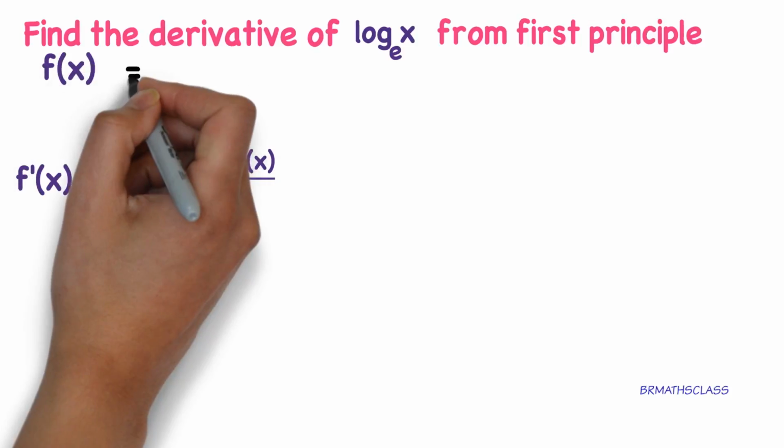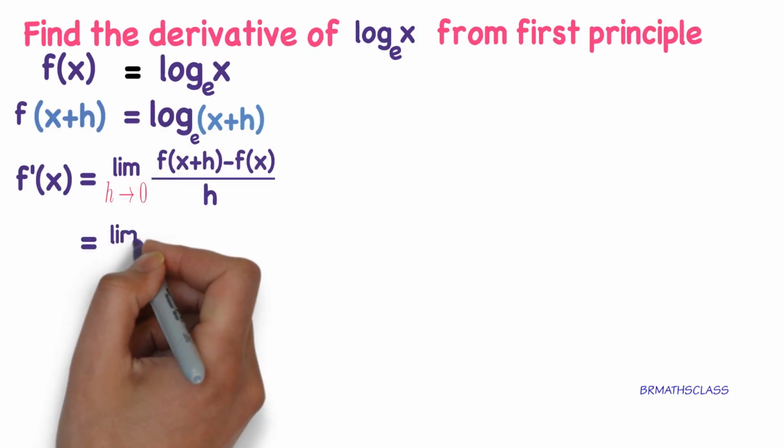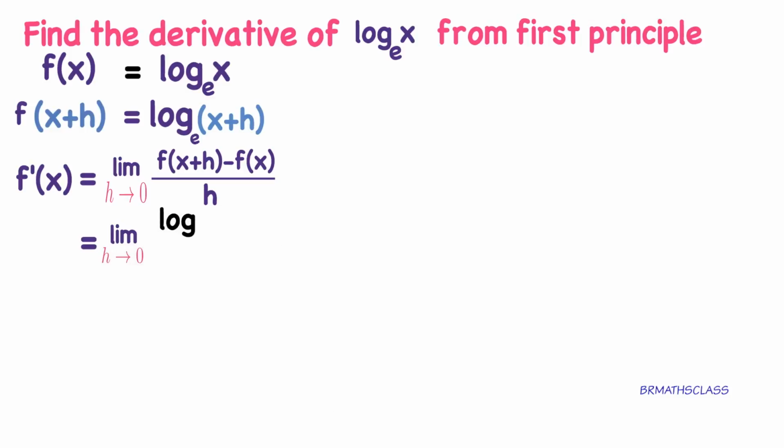Now, whichever function's derivative you want to find, you take that function as f of x. What is f of x? F of x is log x base e. Now, what is f of x plus h? Replace x with x plus h. F of x plus h is logarithm of x plus h base e. Now, limit h tends to 0, f of x plus h, which is logarithm of x plus h base e, minus f of x, which is log x base e, whole divided by h.